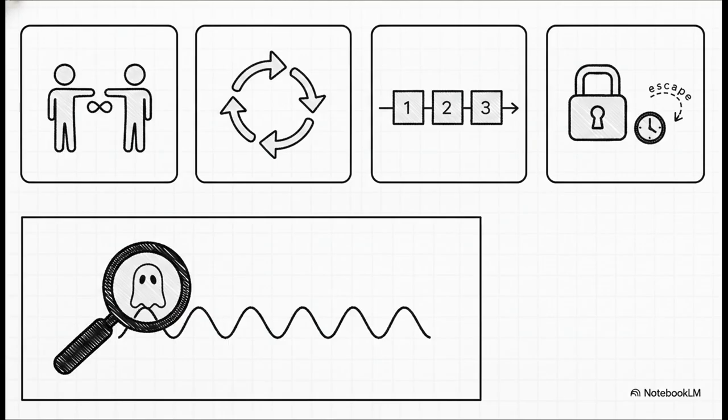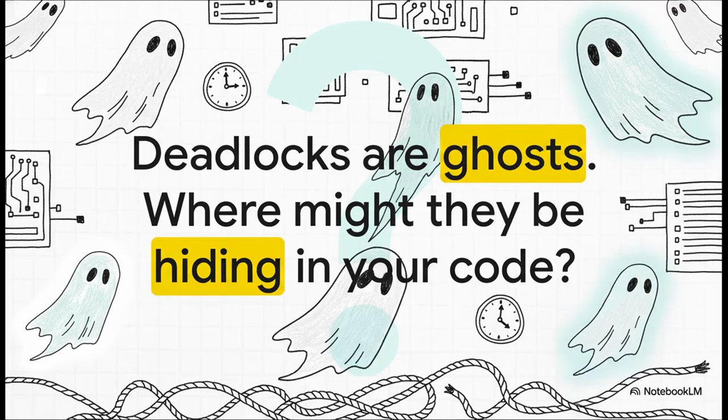And finally, detection. If your program just freezes out of nowhere with no error, you should immediately suspect a deadlock. If you peek under the hood, you'll almost always find a thread that's just stuck, waiting to acquire a lock. That's your ghost in the machine. And that brings us to the final and I think most important question, the one for you to think about. These deadlocks, these ghosts, where might they be hiding in your code, just waiting for that 1 in a million chance to bring your entire program to a grinding halt?